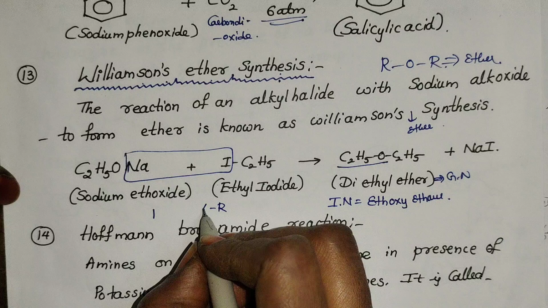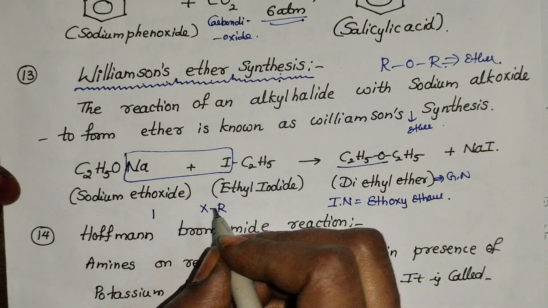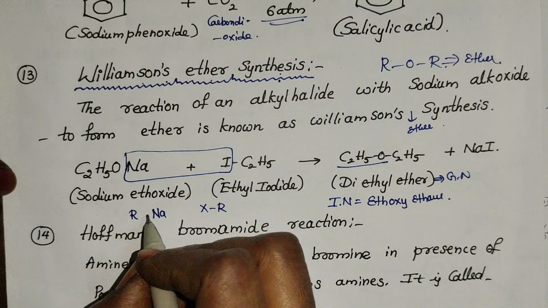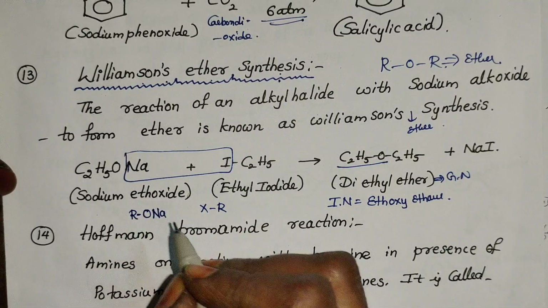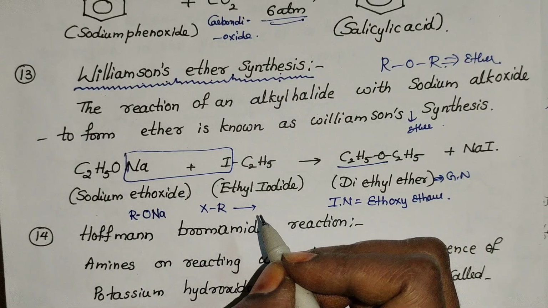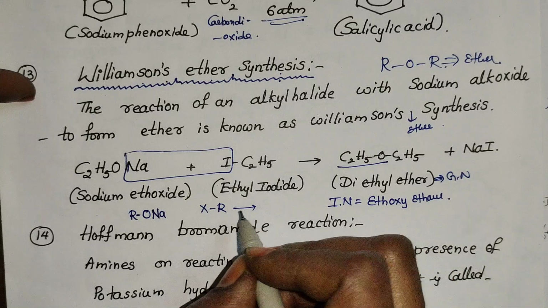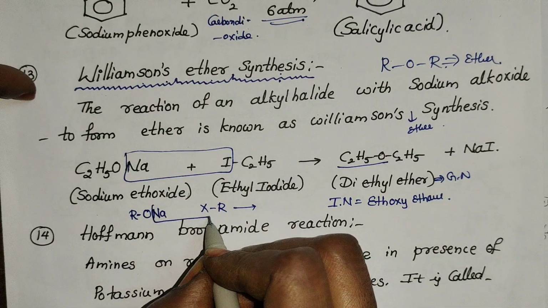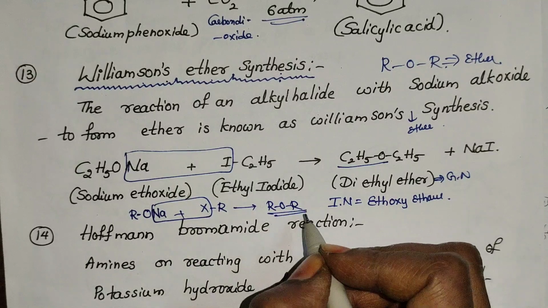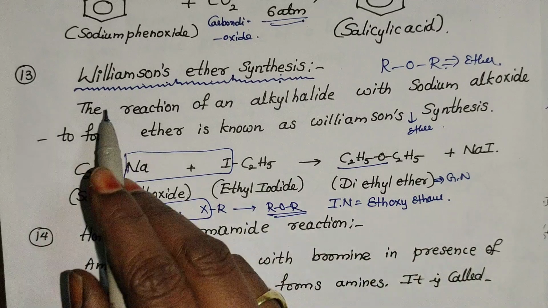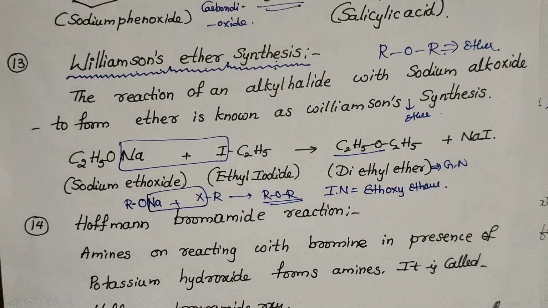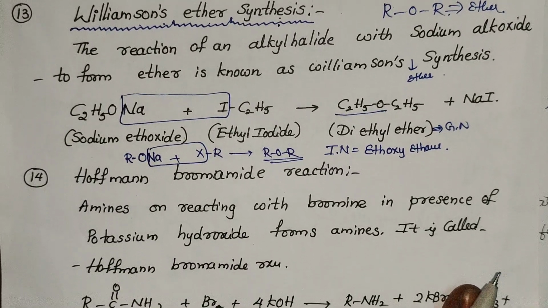Alkyl halides, RX, nothing but alkyl halide, right? So it is reacted with the sodium alkoxide, RONa. Both are reacting with each other and forming, what is that? From here sodium and from here halide are eliminated, and ROR is formed. This ROR is nothing but ether. This is the Williamson ether synthesis, the ether formation reaction.